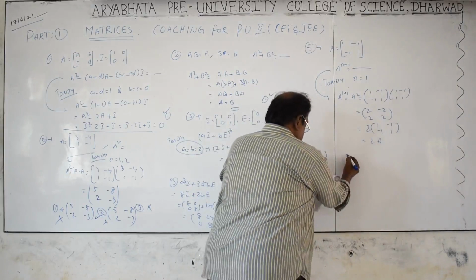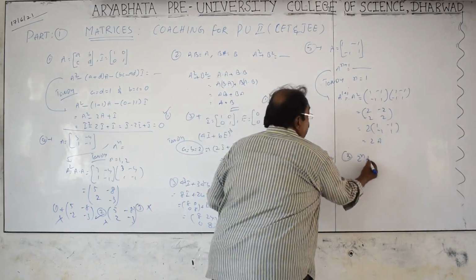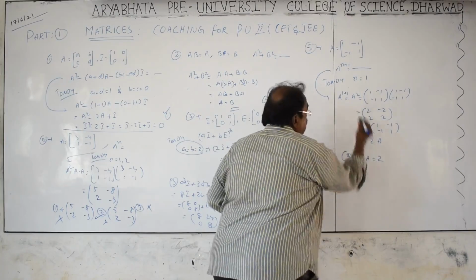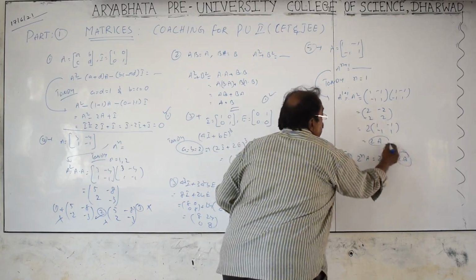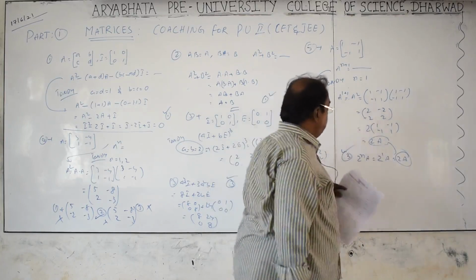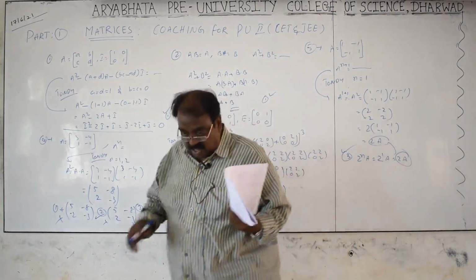Now you see the options, the third option, it is 2 power n minus 1 into A. What is n? n is 1, so it is 2A. So both are the same. So the third option is the correct one. Okay? Like that we can solve the problems.